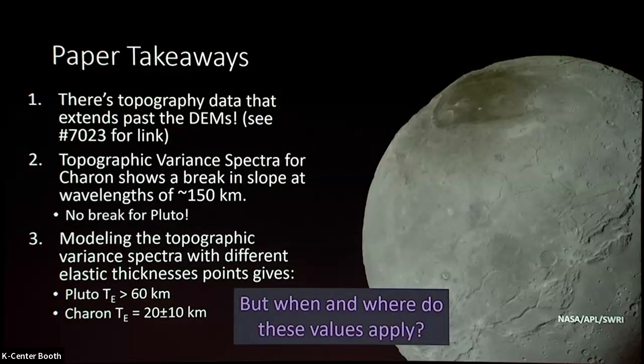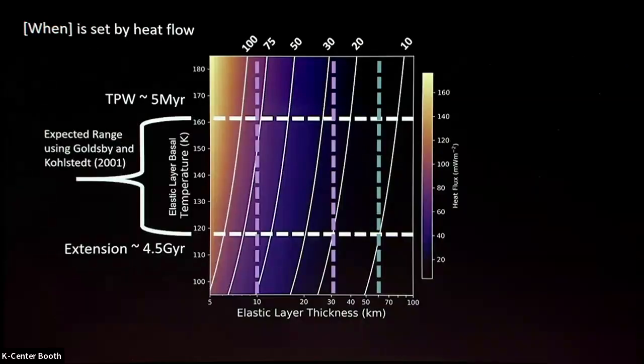So something I feel like I did not do a very good job explaining in this paper is, we get these two numbers, but are we talking about the same type of crust at the same period of time for these two bodies? And the answer is no. And I really feel like I did not do a good job explaining that. So hopefully I'll do a better job here, because asking when and where these two elastic thickness values apply is really important.